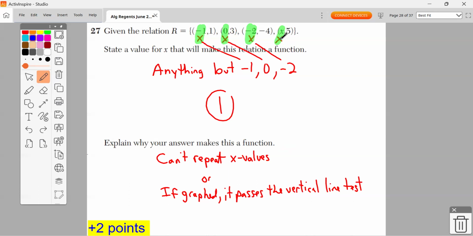All right. If you graphed it, it would fail the vertical line test if you had two x values that were the same. So if you graphed it with your number, for example, if I put in a 1 there, it would pass the vertical line test. You have to explain why your answer makes it a function. All right. So you have to say that it would pass the vertical line test. Or all of your x values were different.